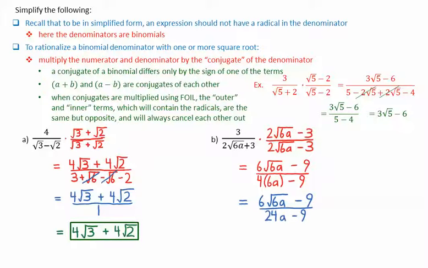This then simplifies to 6 root 6a minus 9 divided by 24a minus 9. Note that all of the terms on both the numerator and denominator can be divided by 3. We can then reduce this down to 2 times the square root of 6a minus 3 over 8a minus 3 as our final simplified answer.